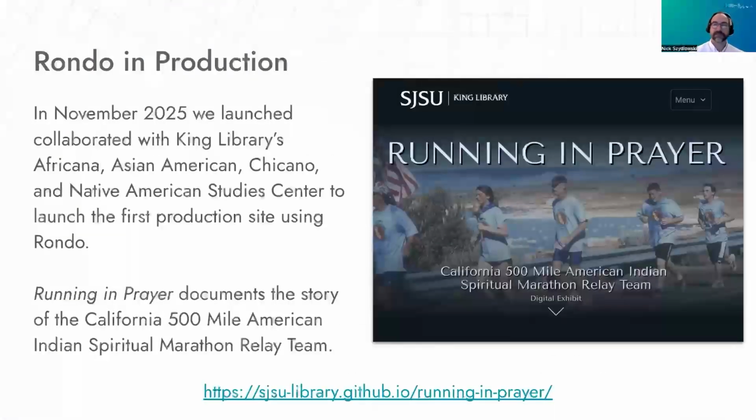The first example of Rondo in production is something I'm really excited to share with you. In November 2025, we in the Digital Humanities Center collaborated with King Library's Africana, Asian American, Chicano, and Native American Studies Center, which we call the ACNA Center, to launch the first production site using Rondo. The site, Running in Prayer, documents the story of the California 500-mile American Indian Spiritual Marathon Relay Team. This is a digital version of a physical exhibit.